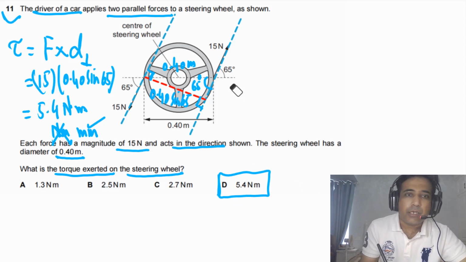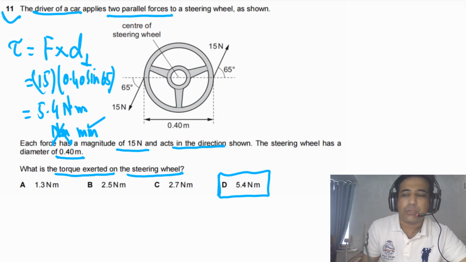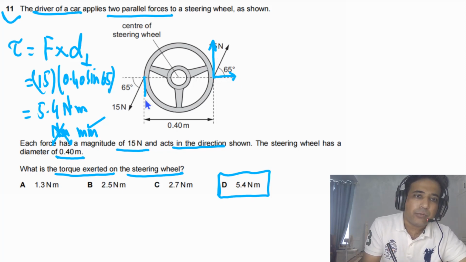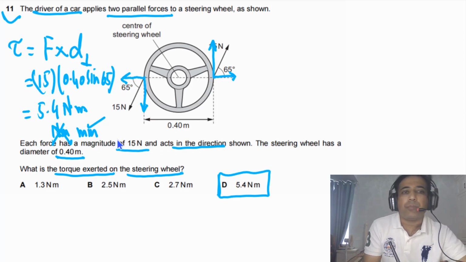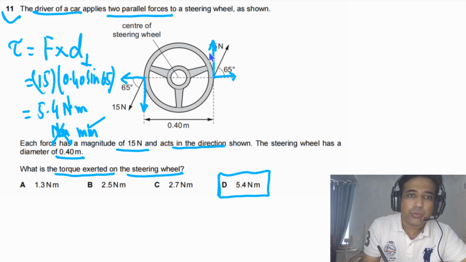So this is one way you can answer. The other way you can also use is to resolve these forces into components. We can resolve this force into two components: we have a vertical component here and a horizontal component here. We can resolve this one into a vertical component, and here it has a horizontal component. In this case, due to the horizontal components, there will be no rotation. The rotation will be only due to the vertical components.